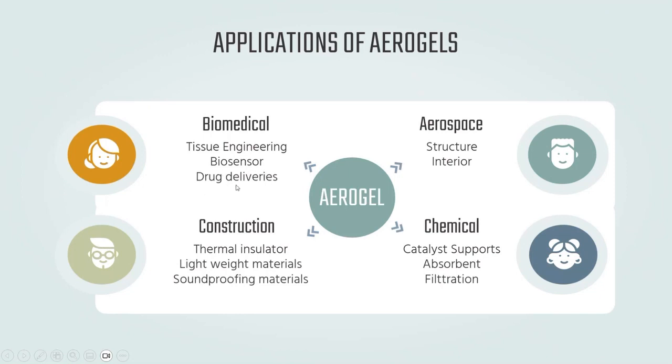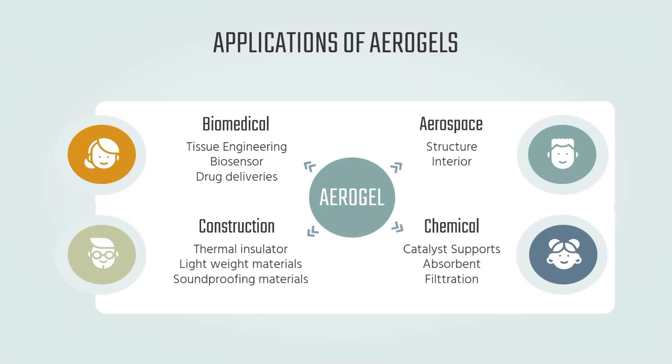For example, carbon aerogel can be used to make carbon biosensors due to their high surface area and biocompatibility. And also, they can be used to make drug delivery systems. In this case, polymer aerogel is the material that is used in drug delivery systems due to its high porosity and ability to encapsulate drugs.